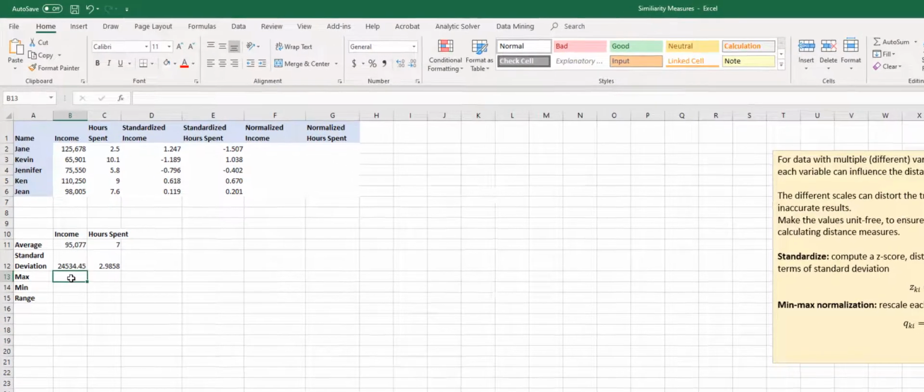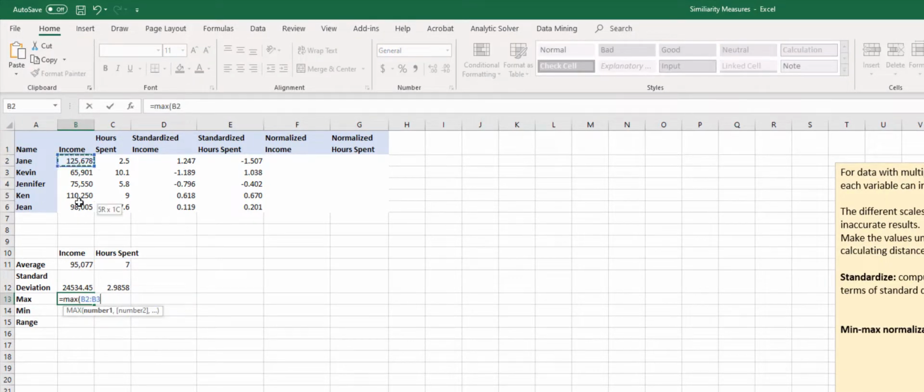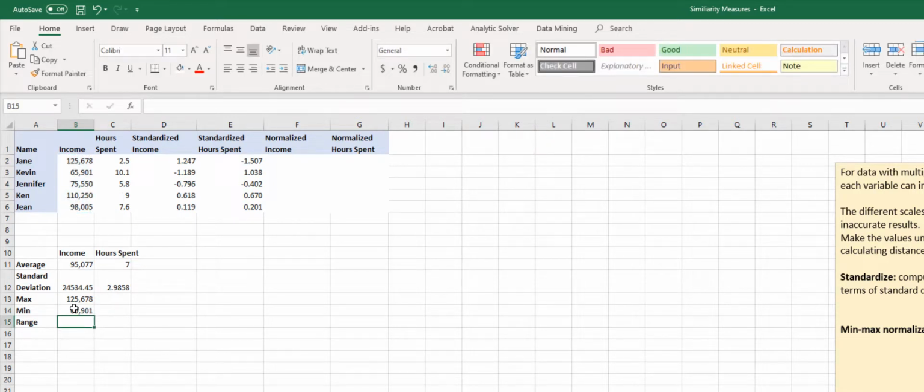So let's calculate max for income. Max, open the parentheses, and then select income, and then close. Minimum, min function, and close the parentheses. Now the range is the difference between max and min. And for hours spent, we can just copy these formulas.